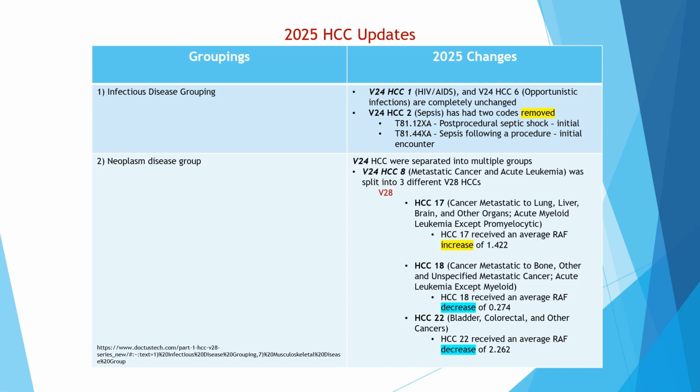HCC 18, cancer metastatic to bone, other and unspecified metastatic cancer, acute leukemia except myeloid, received an average RAF decrease of 0.274. HCC 22, bladder, colorectal, and other cancers, received an average RAF decrease of 2.262.